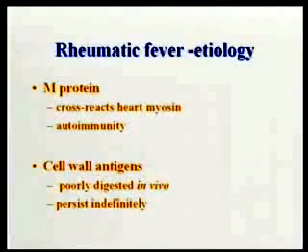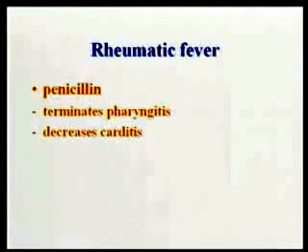Okay. You're getting the idea why we talk about the group A Streptococcus. Ninety percent of the work on Streptococcus of any kind has been going on with the group A Streptococcus, and still is. So now, rheumatic fever, again, penicillin terminates the pharyngitis and decreases the likelihood of developing carditis. Okay?